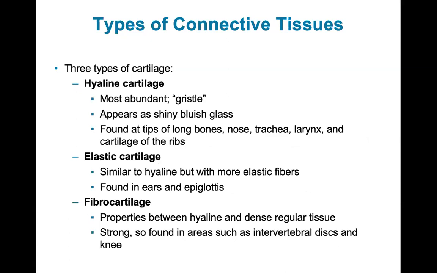We have hyaline cartilage. This is the most abundant. And in some animals, this is what you would refer to as gristle. It appears as a shiny bluish glass appearance. It's found at the tips of long bones, your nose, your trachea, the larynx, and the cartilage of the ribs. The cartilage that actually attaches the ribs to the breastbone.